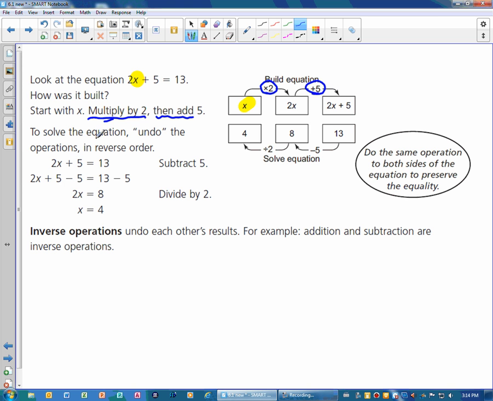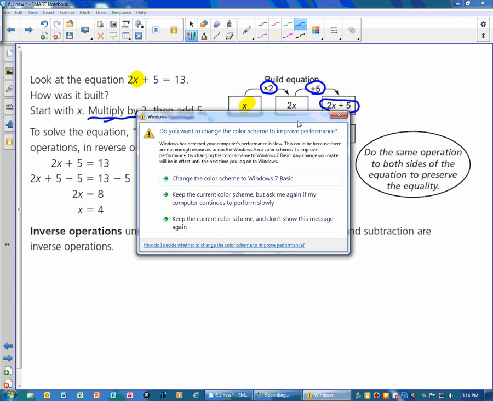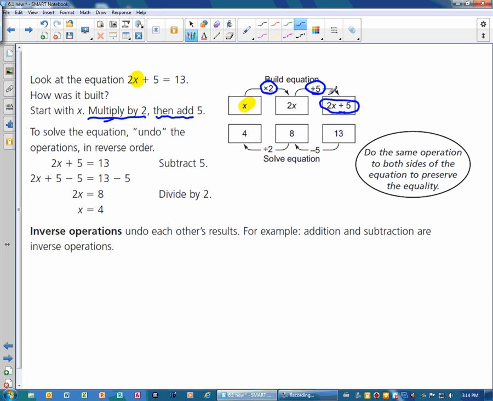To solve the equation, what you do is you undo the operations in reverse order. If we're at 2x plus 5, we are going to subtract 5. Remember the question was 2x plus 5 equals 13. Here's where 2x plus 5 is the same as 13, and the way they're showing you that is that they are in the same place. So 2x plus 5 is above 13.